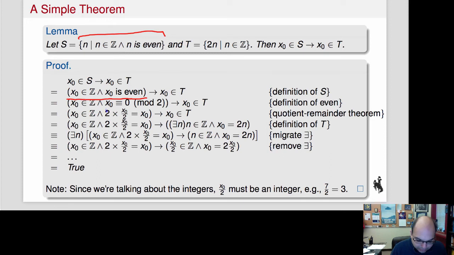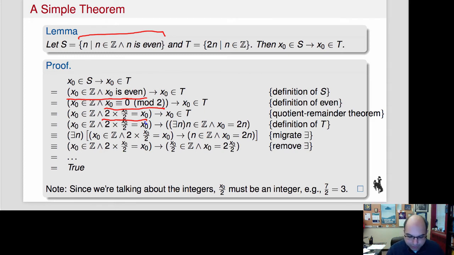All right, so then we replace even with the remainder property, right? So the remainder of x naught when divided by 2 is equal to 0. That's what that says. That means that x naught is equal to 0 modulo 2. Modulo 2 means according to remainders. Okay? And after that, we take that equals 0 mod 2 and we rewrite it like this. Okay? So what that really means is that 2 times x naught divided by 2 must be equal to x naught.